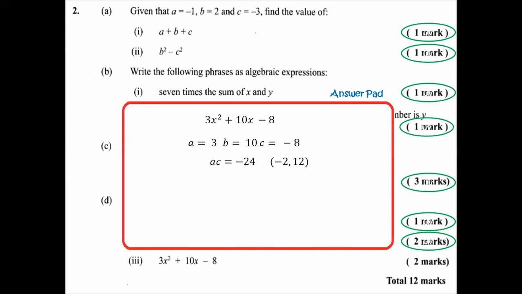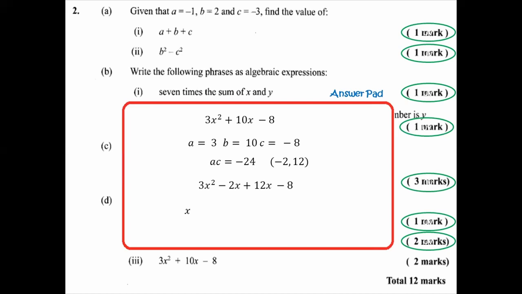We're going to use these 2 factors now to replace the B term, the 10x. So it's 3x squared minus 2x plus 12x minus 8. I normally put the positive number first, right? It really doesn't matter how we order the middle terms, but let's factorize as is.